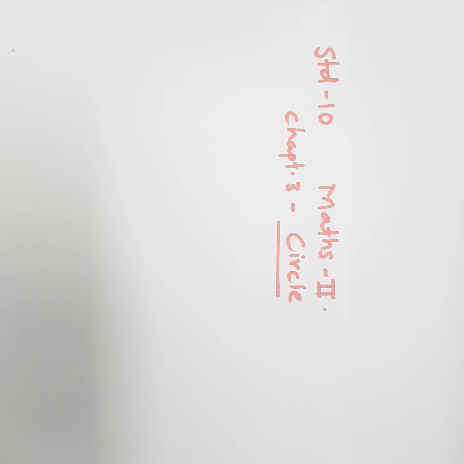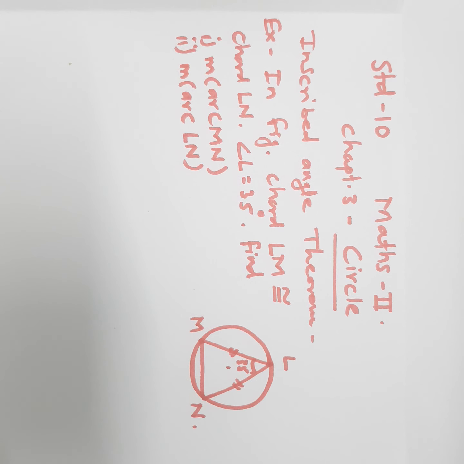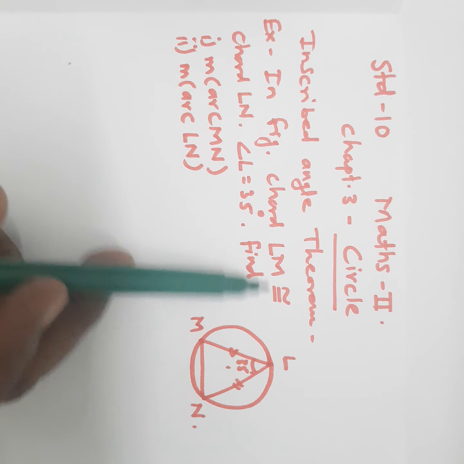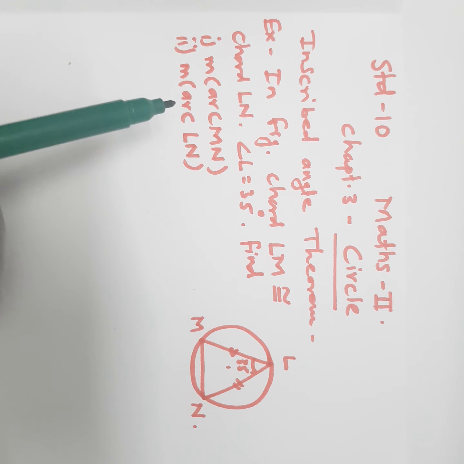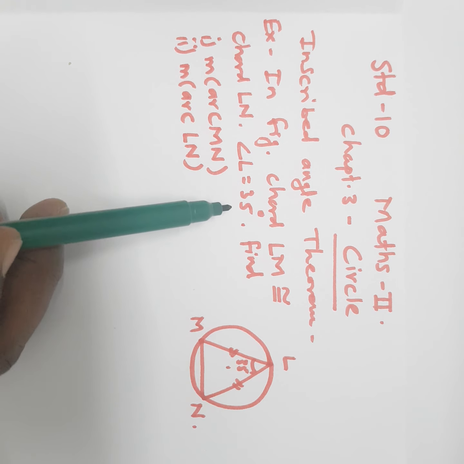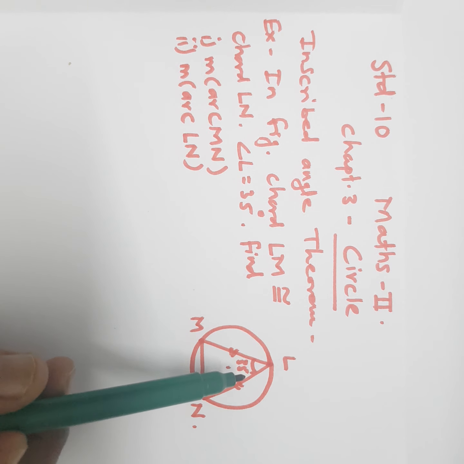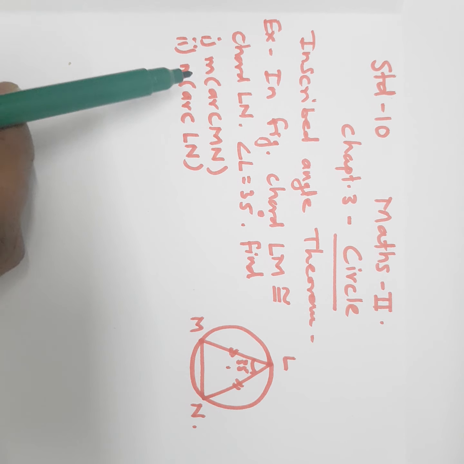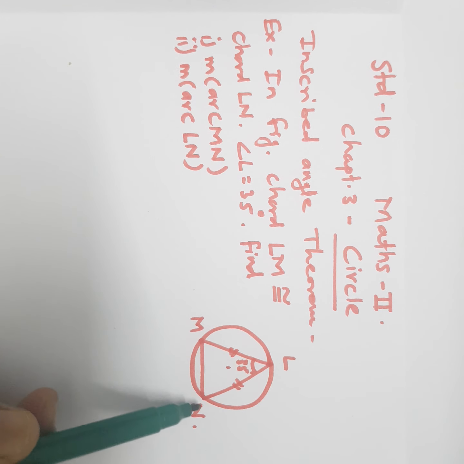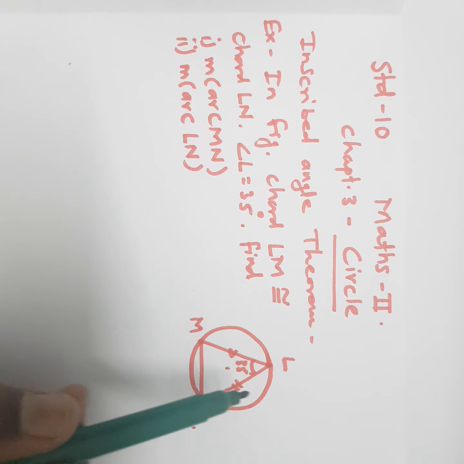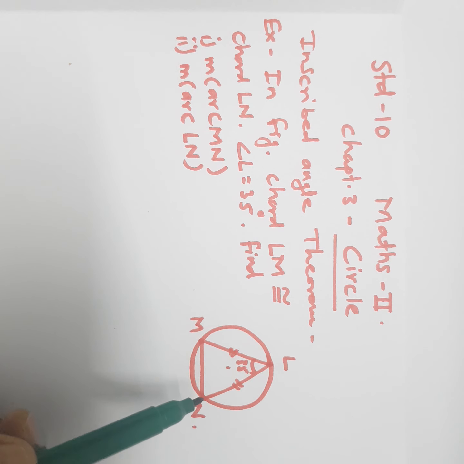Now we will see one example on the inscribed angle theorem. In the figure, chord LM is congruent to chord LN. Here two chords are congruent. Angle L is equal to 35 degrees, given. Find the measure of arc MN and the measure of arc LN.